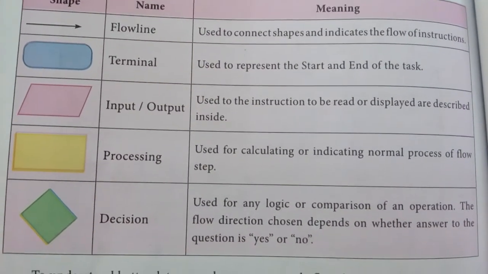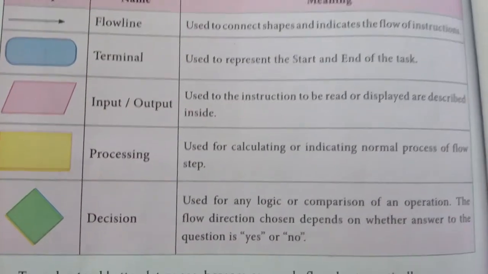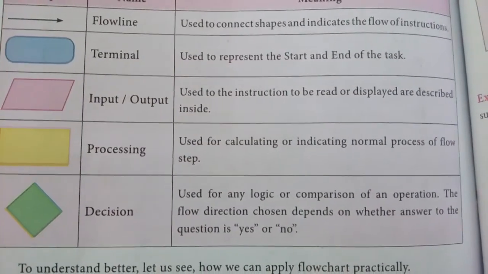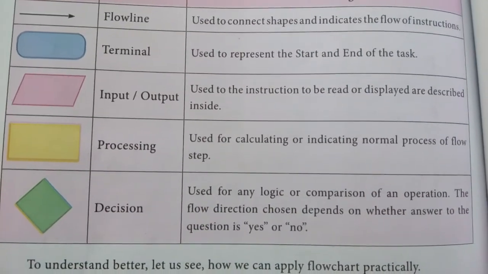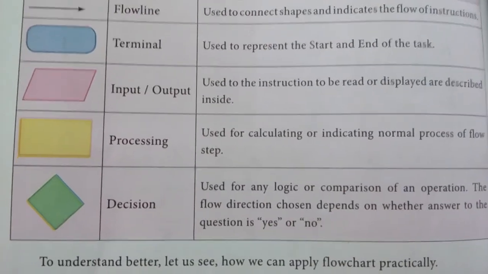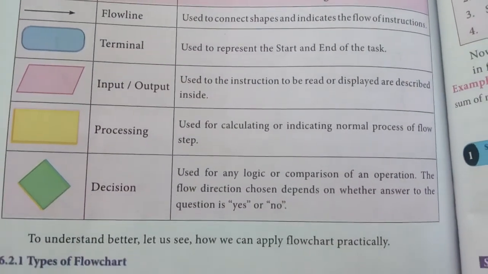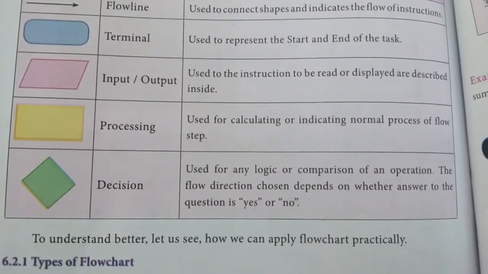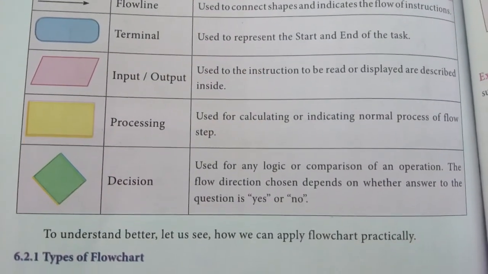The next thing is input or output. This is the shape which we use for the input. It is used for the instruction to be read or displayed or described inside. So when you are saying input, automatically you start giving the information of what the system has to do. The next one is processing. It is used for calculating or indicating the normal process flow step. Processing means continuing the thing which we have given.